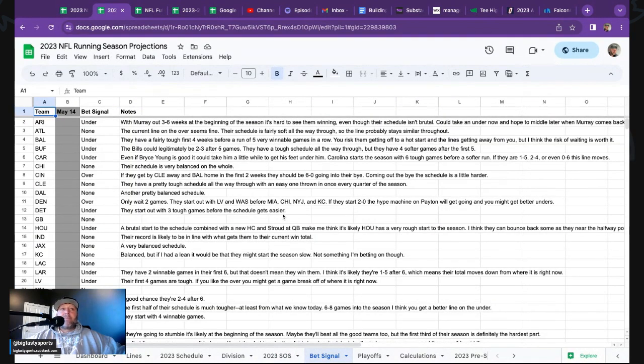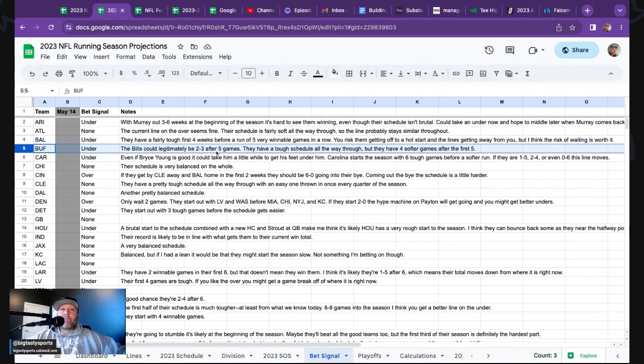All of that comes from this sheet. And you can see here, this is pretty basic. I'm not going to write a book in terms of the reasoning for these things, but I have the team, the bet signal, and then some notes. And you see here what I said is the Bills could legitimately be 2-3 after 5 games. They have a tough schedule all the way through, but they have 4 softer games after the first 5. In other words, if they're 2-3 after 5 games, guess what's going to happen to their season win total line? It's going to come down. Right now, it's 10.5 juice to the over.